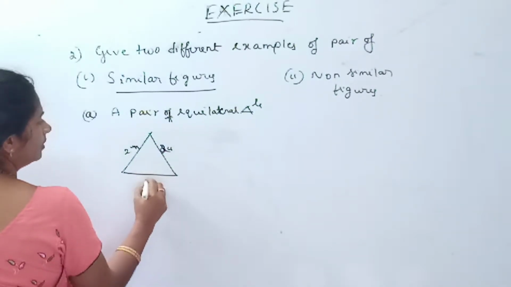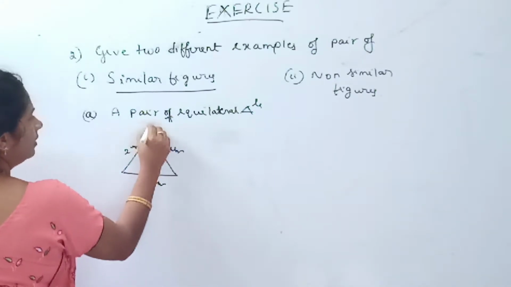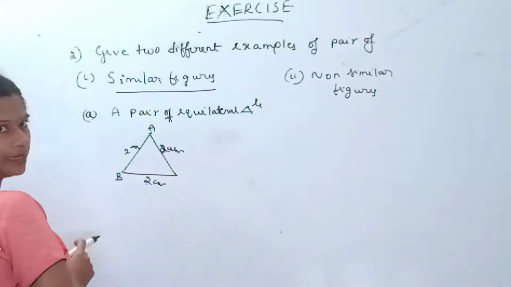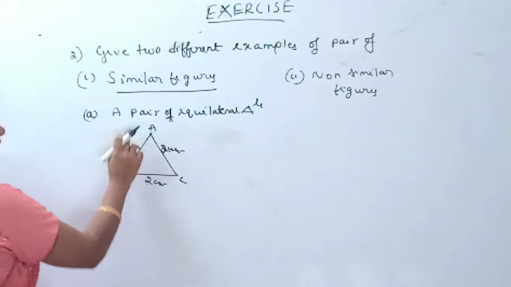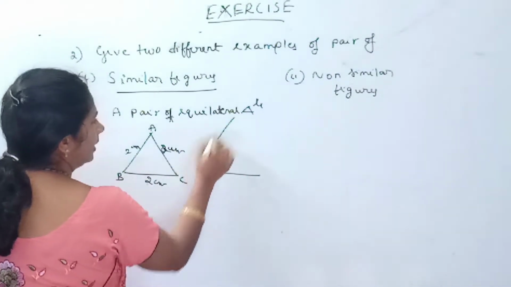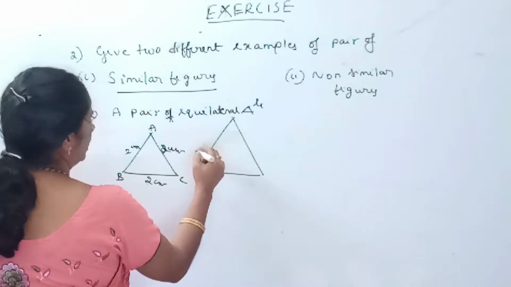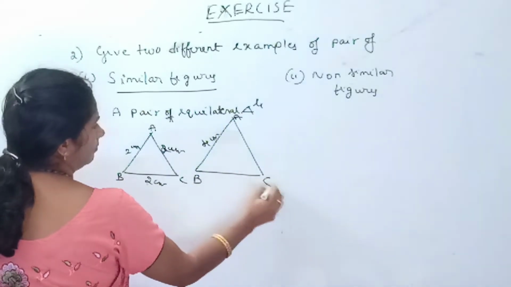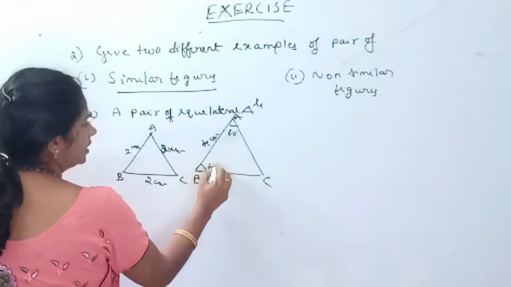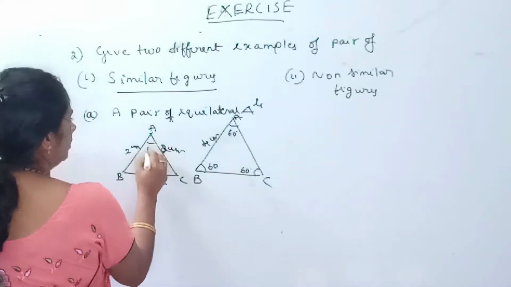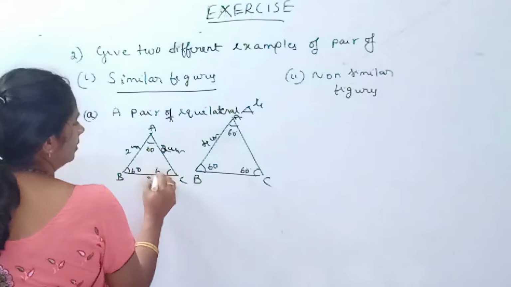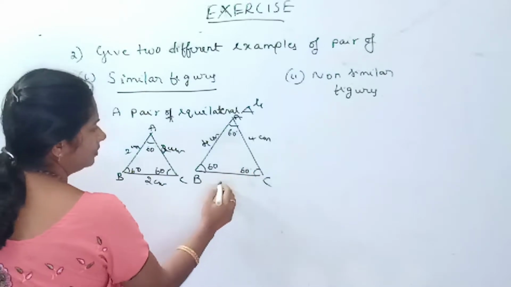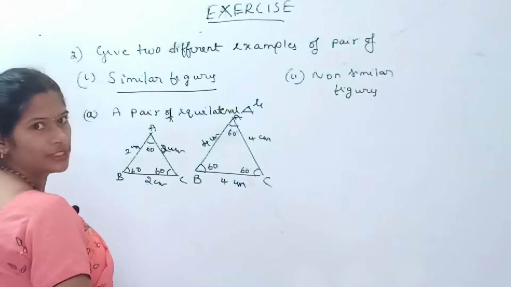2 centimeter. This is an equilateral triangle. What do you mean by equilateral triangle? In a triangle, all the sides are equal and all the angles are equal. So it is an equilateral triangle of 2 centimeter. Another equilateral triangle, let me draw of side 4 centimeter. Angles are equal. Each angle is 60 degree. Here also 60 degree, 60 degree. And all sides are equal, 4 centimeter. Even this side you should write 4 centimeter.